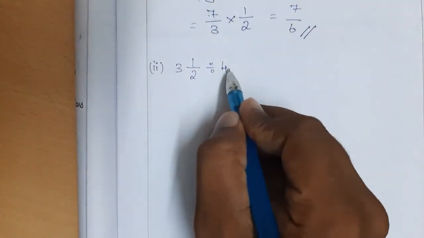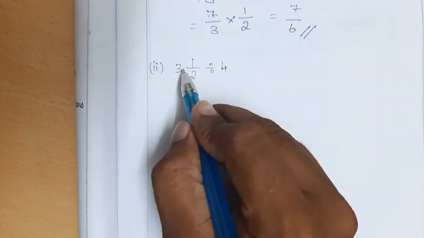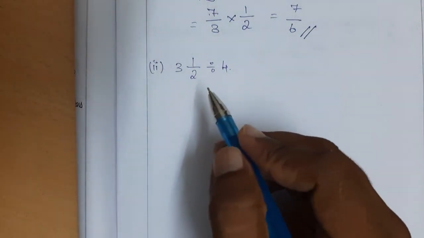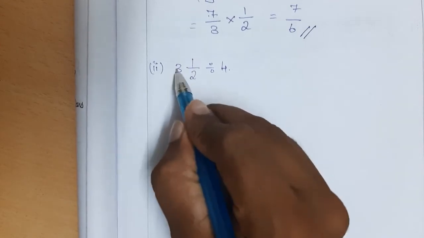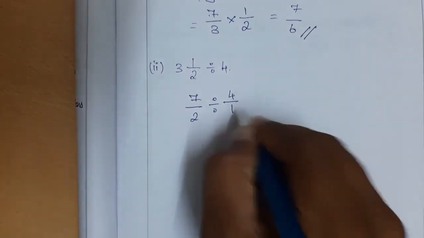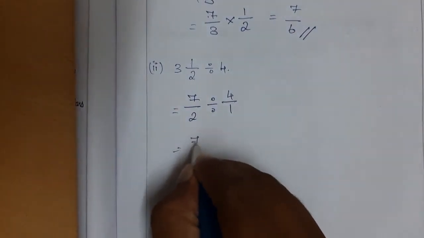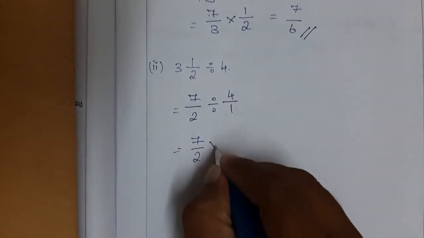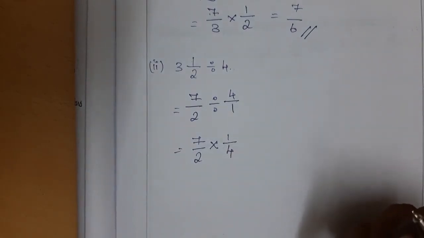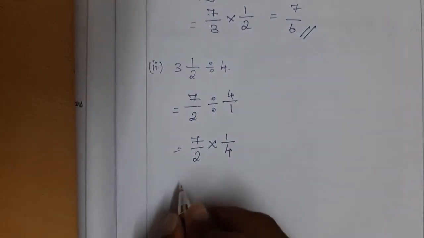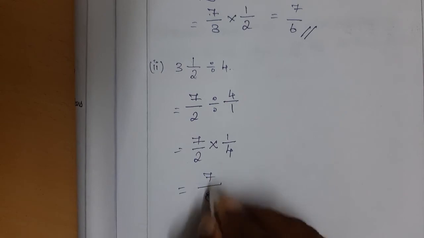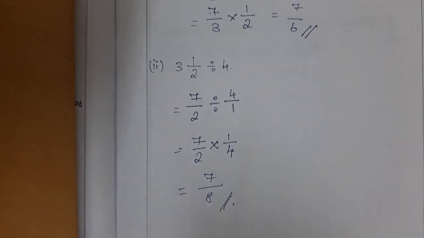Next, 3 1 by 2 divided by 4. So it's a mixed fraction. First we have to convert this to an improper fraction, and the 4 also let me represent as a fraction. So it is 3 2s are 6, 6 plus 1 is 7. So 7 by 2 divided by 4, which is 4 by 1. This 7 by 2, let it be the same. This division will be changed to multiplication, and 4 by 1 will be represented as 1 by 4. Clear? So now it's easy, right? Just multiply the numerators and the denominators. 7 1s are 7, divided by 4 2s are 8. It's the simplified form, and this is the answer.